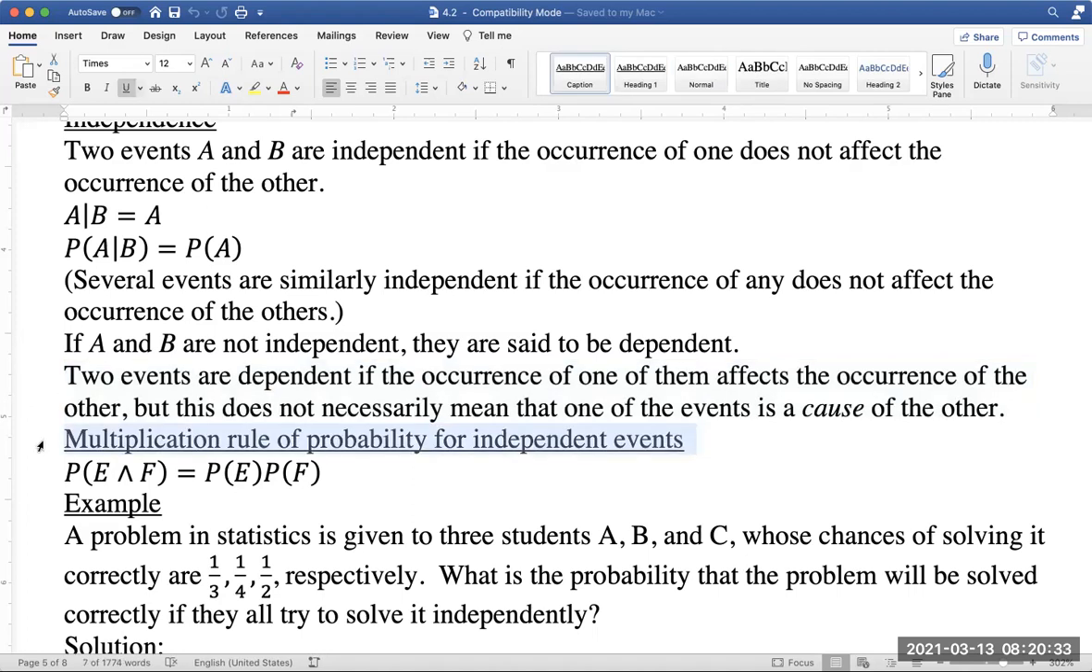The multiplication rule of probability for independent events. Suppose that E and F are independent events, then the probability of E and F is the probability of E times the probability of F. So assuming independence, it makes probabilities easy. You just multiply them all together.